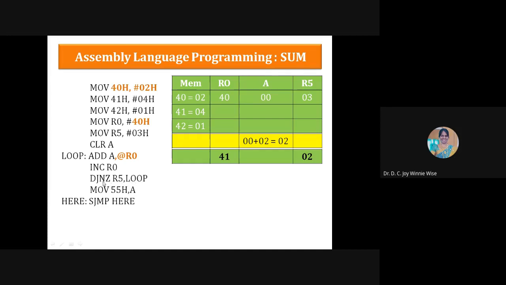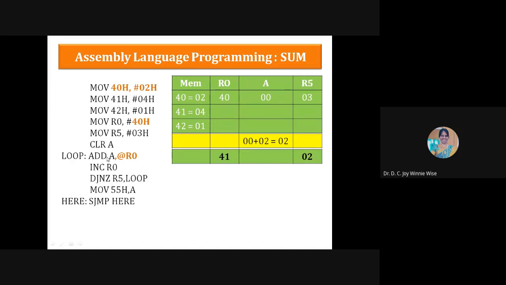If it is 0, we come to this memory location, that is the next instruction. Okay, so I hope you got it. First, we have added the first data that is available in R0. Then to fetch the second data, we are incrementing this R0, so this becomes 41. Next, we are decrementing the R5 value and checking whether it is not 0. It is not 0, so the process must be repeated.